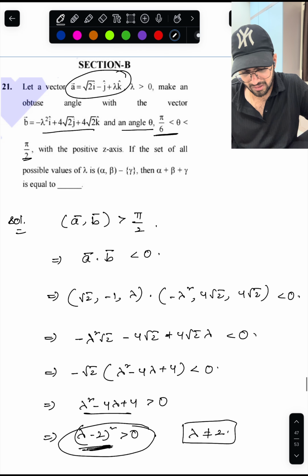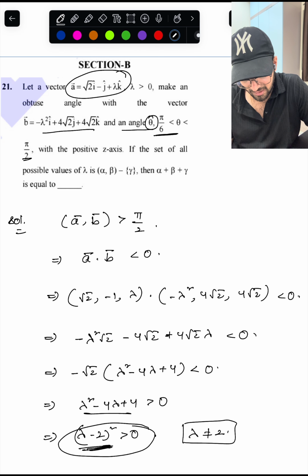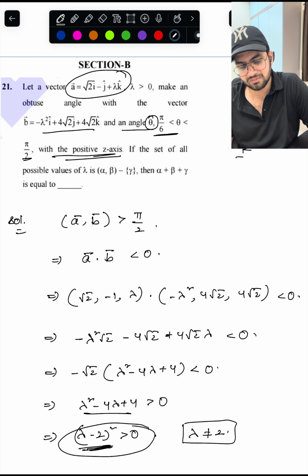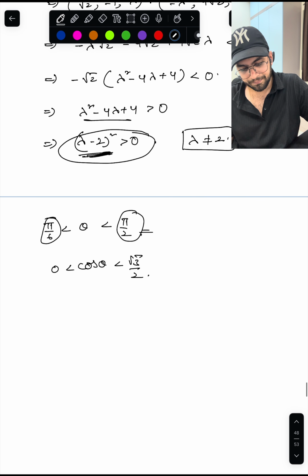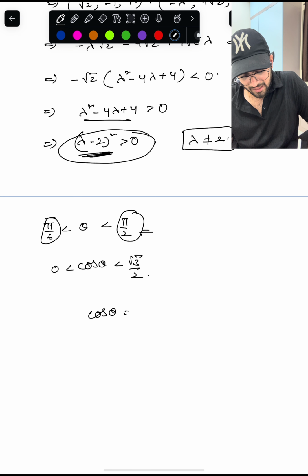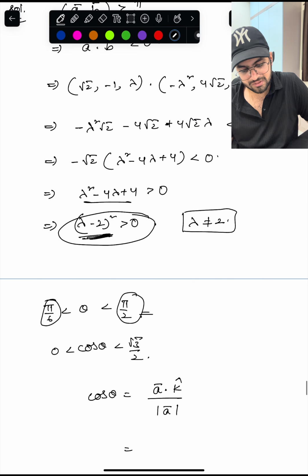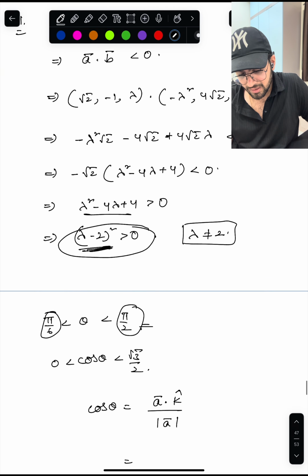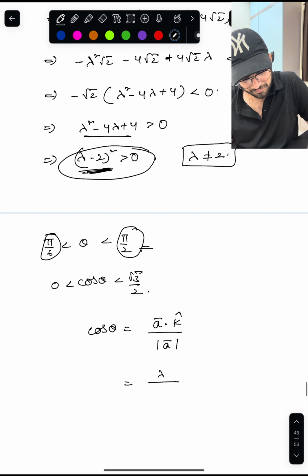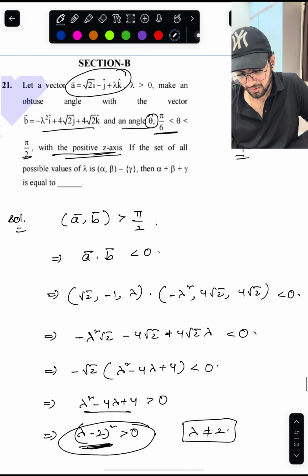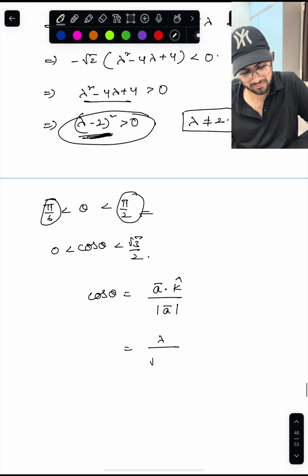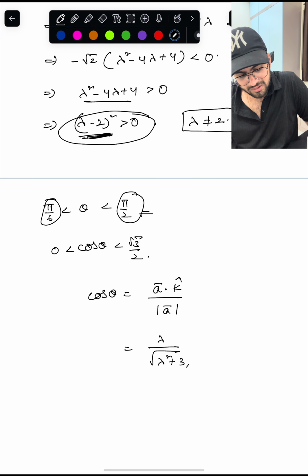So what is cos theta? That means theta is, what is theta here? Angle between A bar and positive z axis. Positive z axis means k cap. So cos theta I can get from A bar dot k cap by modulus of A bar. So what is A bar dot k cap? So lambda by modulus of A bar, root of 2 plus 1 plus lambda square. That means root of lambda square plus 3.